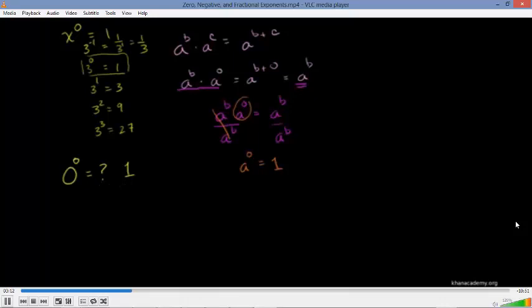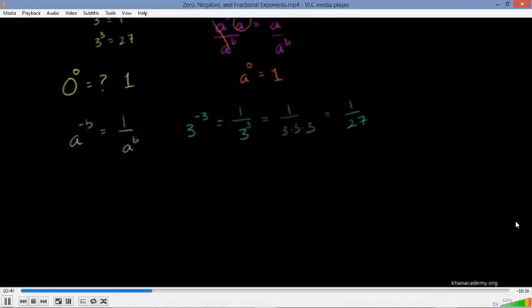So let's talk about some of the other properties, and then we can put them all together with a couple of example problems. I told you in the last video what it means to raise to a negative power. A to the negative b power is equal to 1 over a to the b power. So just to do that with a couple of concrete examples, 3 to the negative 3 power is equal to 1 over 3 to the third power, which is equal to 1 over 3 times 3 times 3, which is equal to 1 over 27.